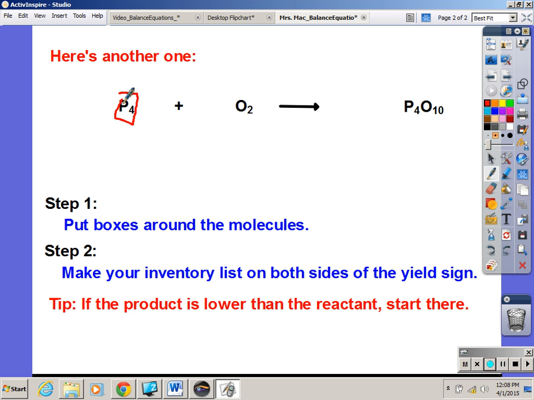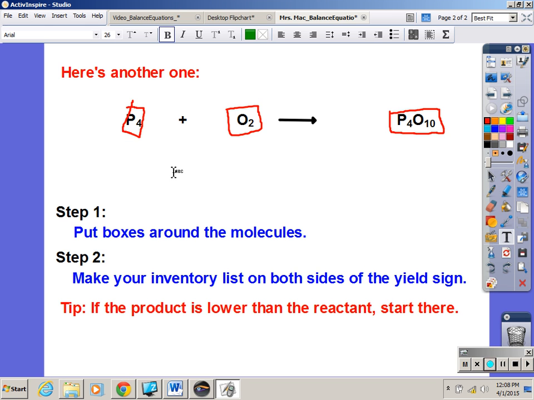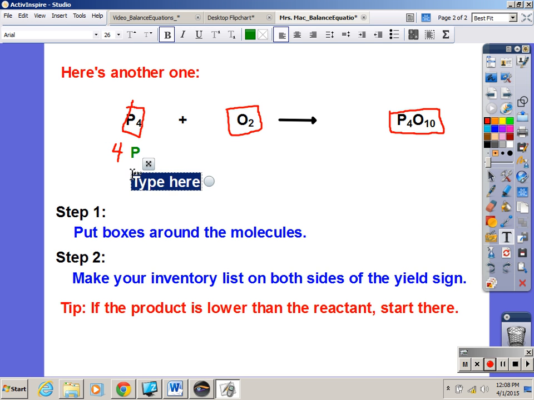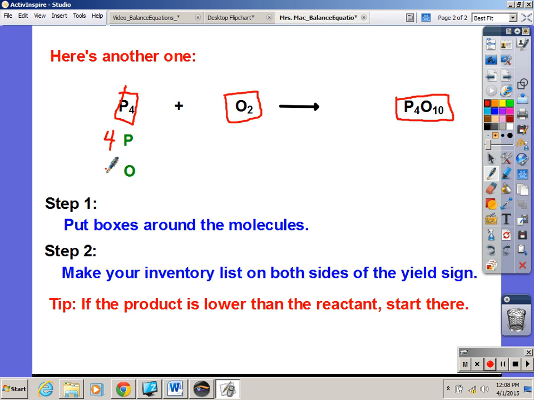Those are the ones that I'm looking for. This is also an equation off of one of your equations in your lab manual. And now I'm going to create my inventory list. So in this case, how many P's do I have? I've got 4. Okay, so I've got 4 P's on this side. How many O's do I have? I've got 2 O's on this side. Okay, so far so good.